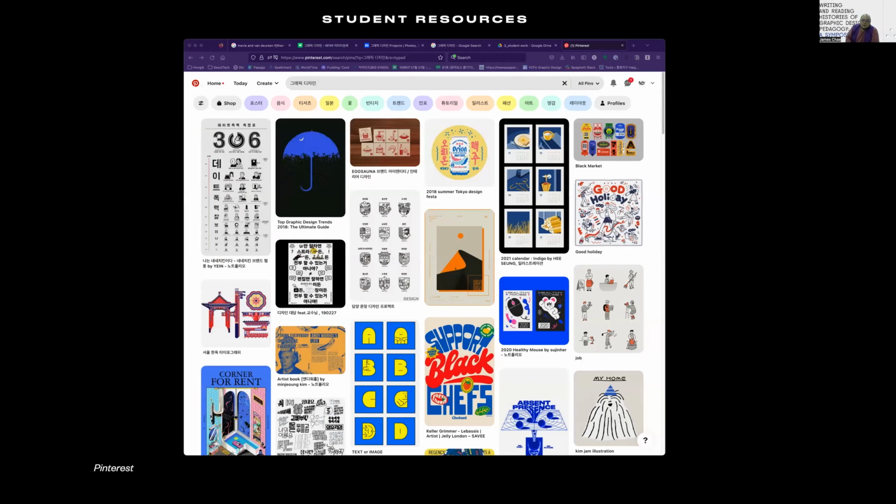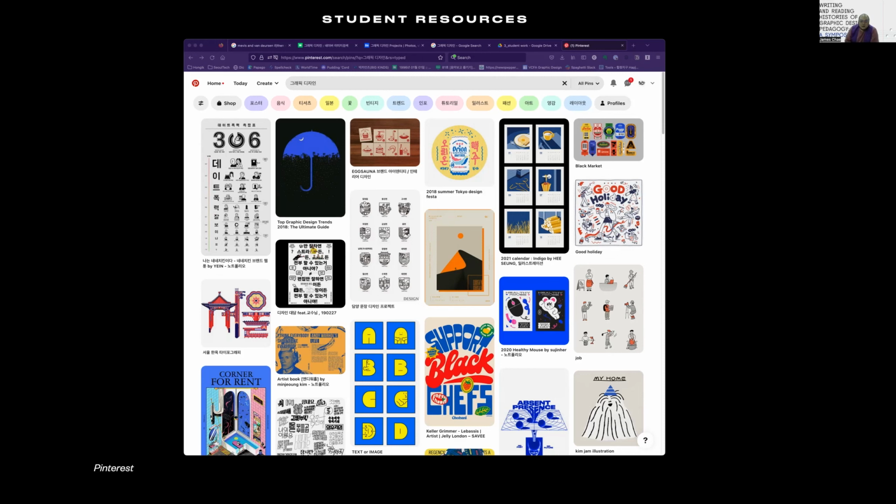Now this is a probably common portal for my students, in terms of where they seek their design reference and their design resource, and that is Pinterest. And this is a screenshot, as you can obviously see, but I've purposely written graphic design in Korean to show you the examples of graphic design that come up when you type the keyword graphic design in Hangul.